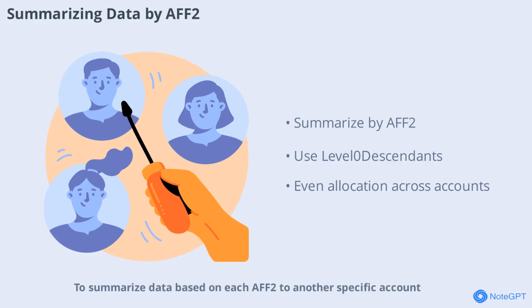Summarize data based on each AFF2 to another specific account, add values to a single parent in the POV, and use level 0 descendants. Set the amount type to PTD and balance amount to period activity. In the allocation range, use level 0 descendants of the parent account. This setup allows for even allocation across all relevant accounts.